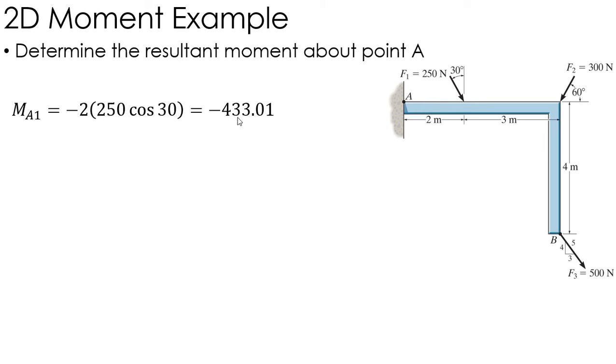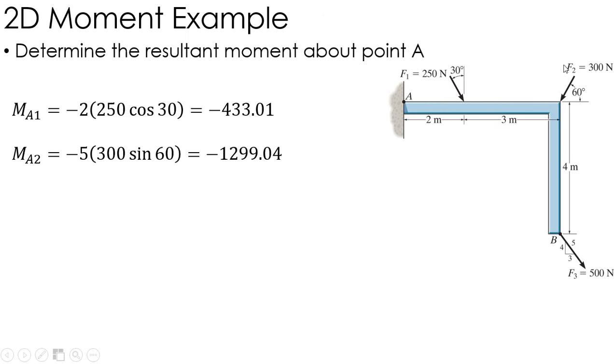Okay. The second force, break that up into its horizontal and vertical components. The horizontal component, again, that would be cosine 60, goes right through point A. So it has 0 moment contribution about point A. The vertical component, that would be the sine of 60. That's the perpendicular component. It has a moment arm of 5 meters.